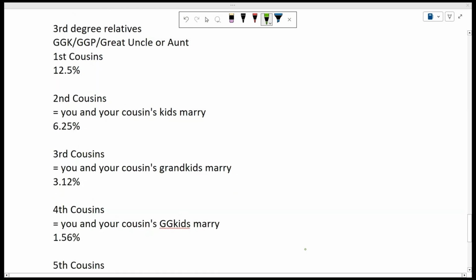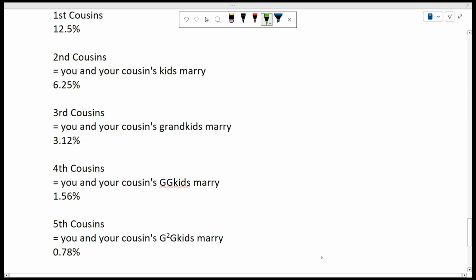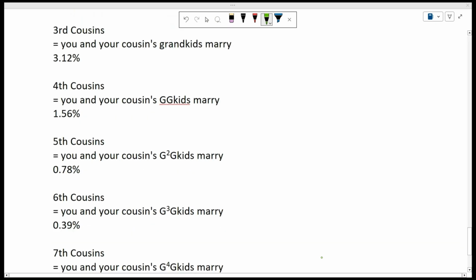All right, a fourth cousin. So you and your cousins have great grandkids, right? There'd be fourth degree cousins. If they married, they'd have a 1.56% chance of having the same messed up gene. All right, fifth cousin. 0.78% chance of having the same messed up gene. Sixth cousin, 0.39% chance of having the same messed up gene.